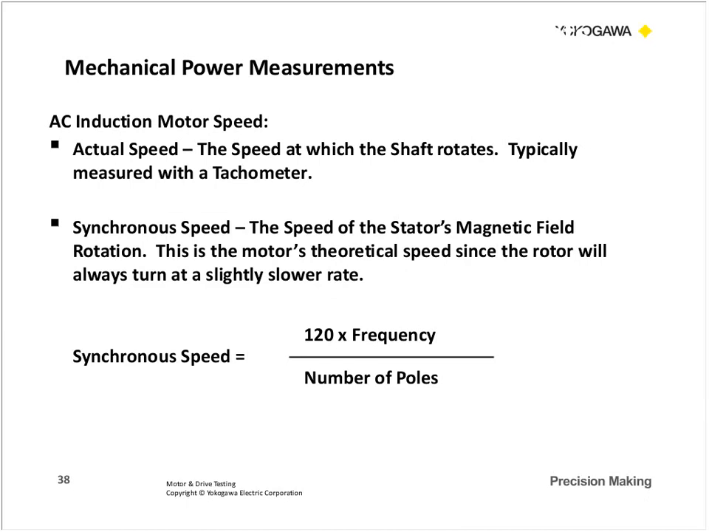Okay. On an AC induction motor, some of the other measurements that we can look at is the motor speed. And this is the actual speed at which the shaft rotates. And this is where we typically use a tachometer on the motor shaft. It could be a light pickup, could be a mechanical tachometer, but we pick up the actual motor speed off the rotating shaft. Then we have what we call synchronous speed. That's the speed of the stator's magnetic field rotation. And it's the motor's theoretical speed, since the rotor is always going to turn slightly slower. So our synchronous speed can be calculated as 120 times our line frequency, divided by the number of poles in the motor. So you have to know a little bit about the motor configuration and how it was built.